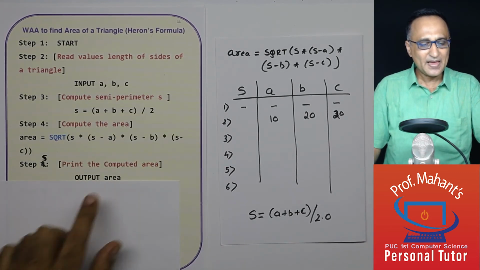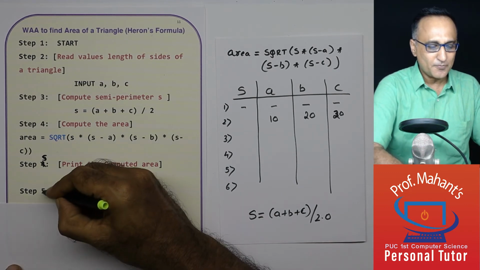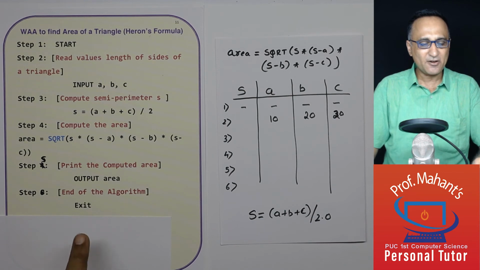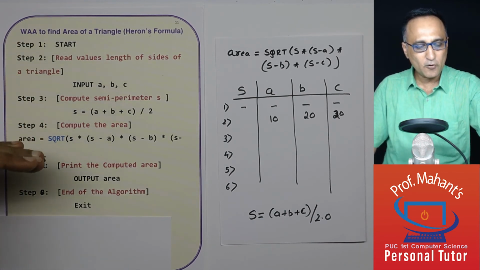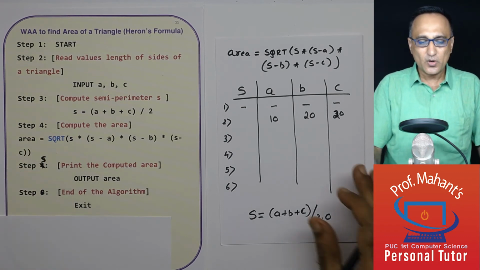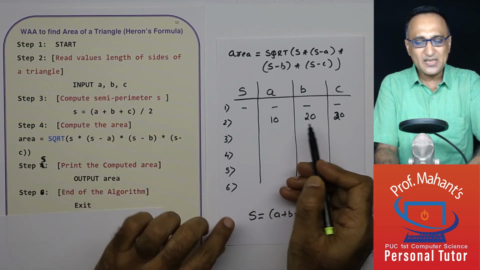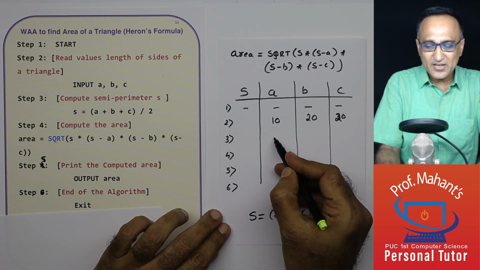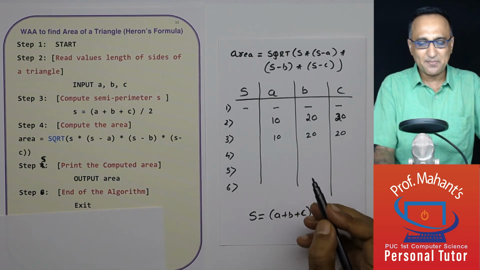In step number 5 I am printing the calculated area, so I am saying output area. And step number 6, now this should obviously be step number 6. In step number 6 I am saying end of algorithm or halt. So here you see step number 1, 2, 3, 4, 5 and 6. Let's go through this program. In step number 2, I am reading values a, b and c, that is the lengths of the three sides. In every step till the end, these values do not change. Step number 3 is the same.